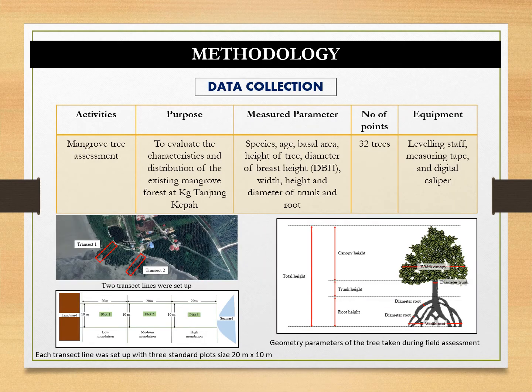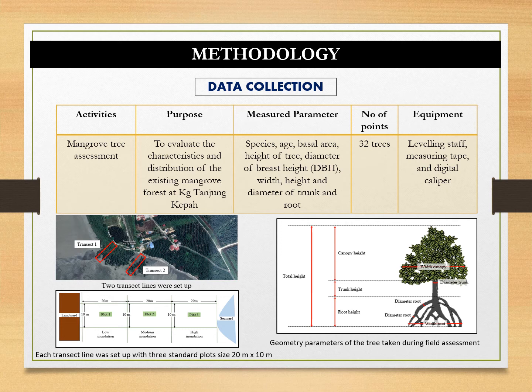Moving on to the methodology, for data collection I divided the work into 5 key activities. First, mangrove tree assessment. The purpose of this is to evaluate the characteristics and distribution of the existing mangrove forest at Kampung Tanjung Kepah. The major parameters are the species, age, basal area, height of tree, diameter at breast height, width, height, and diameter of trunk and root.